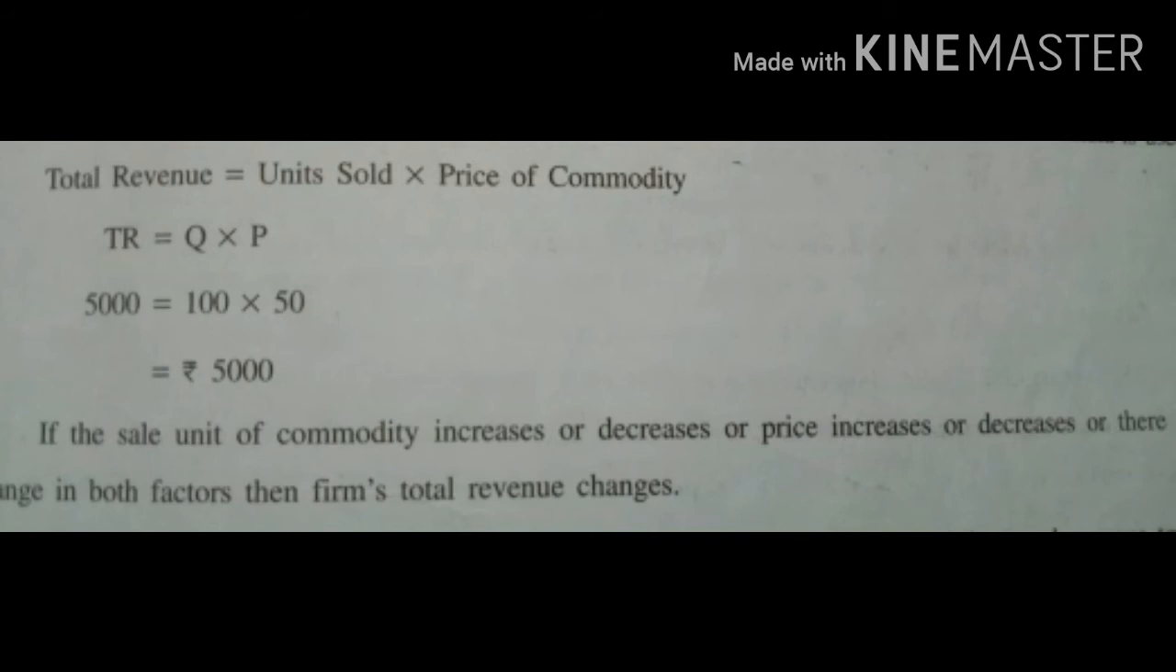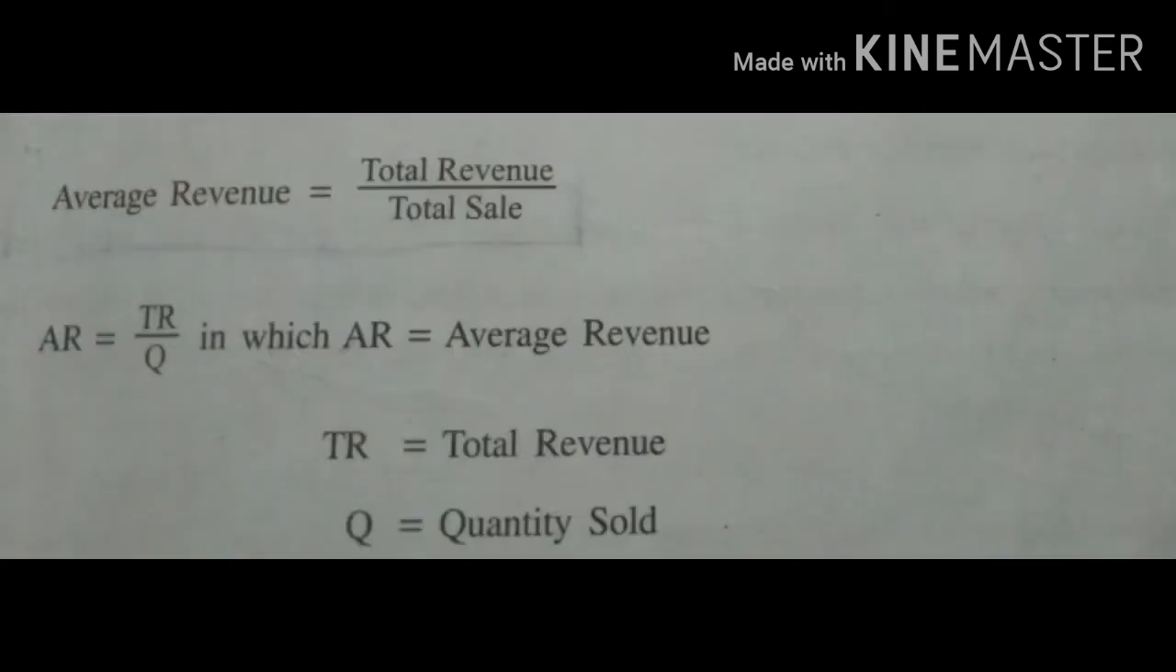The firm's total revenue will change if the sale of a commodity increases or decreases, or price increases or decreases, or both of the above factors change. Average revenue. The revenue generated per unit of output sold is called average revenue, AR. It is obtained by dividing total revenue by total sale. So average revenue, AR, is equal to total revenue upon total sale.